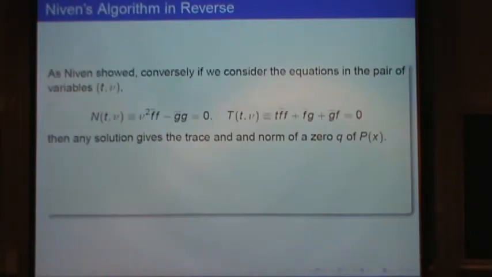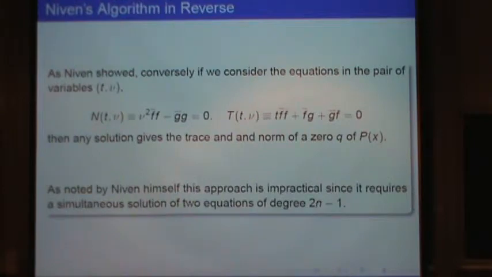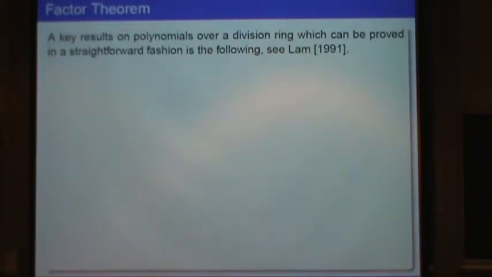What Niven showed is that the reverse is also true. That is, if we consider these two equations as equations in T and nu, then any solution gives a trace and norm of a root, and therefore we can do the division, either get a factor or a root. But as noted by Niven himself, this approach is impractical because it requires a simultaneous solution of two equations of degree 2n minus 1.